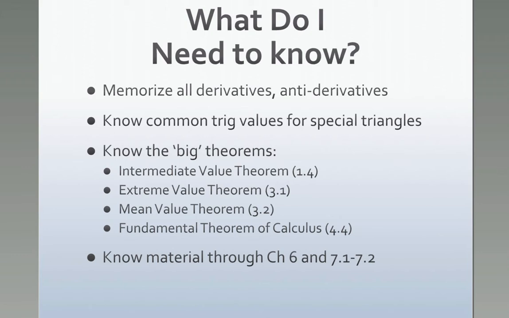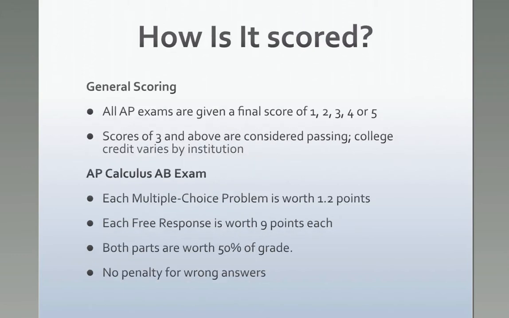The scoring for all AP exams is given as a 1, 2, 3, 4, or 5. In general, 3s, 4s, and 5s are considered passing grades and roughly equivalent to a C, a B, or an A if you had a 5 in college. Credit, though, varies quite a bit.